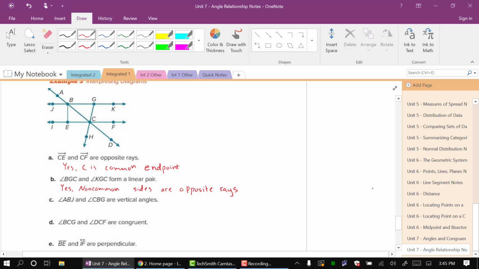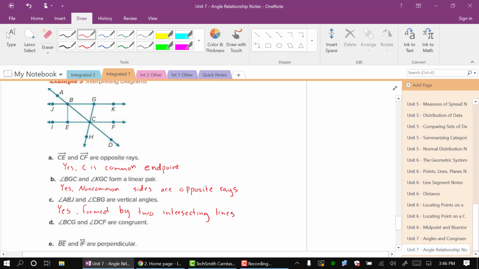Angle ABJ and angle CBG are vertical angles. So that means that this angle is vertical to this angle, and yes, it is. Formed by two intersecting lines.